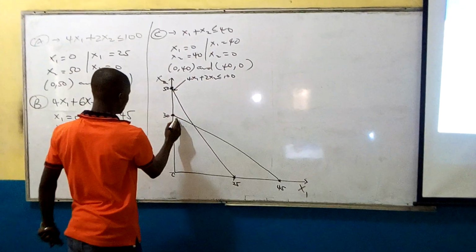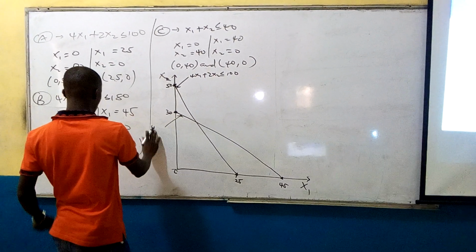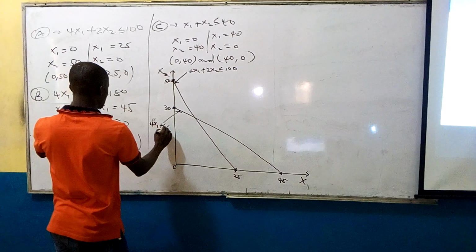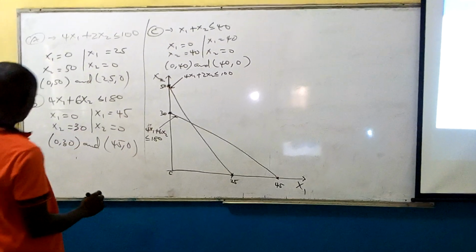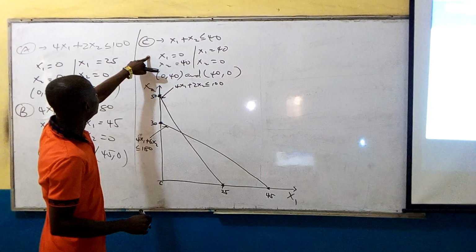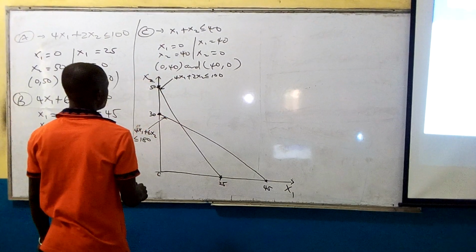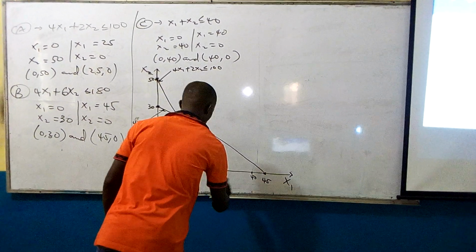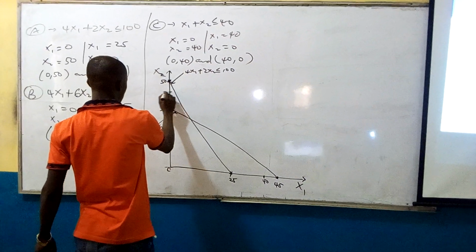So you can use your graph sheet to do this. Sorry, this inequality is 4x1 plus 6x2 less or equal to 180. Then the last constraint, x1 plus x2 equals 40. So 0, 40. So 40 and 40. So this is 40. Here. Another 40. 40 is from here.